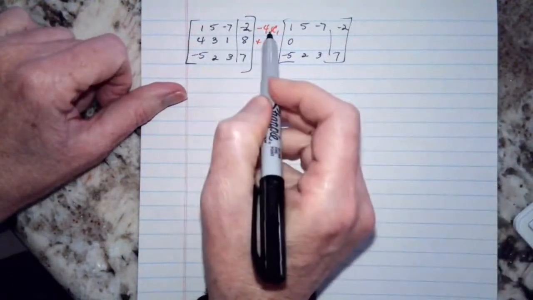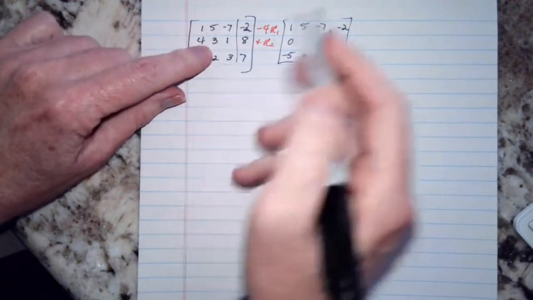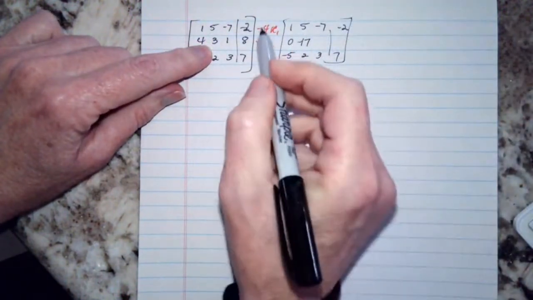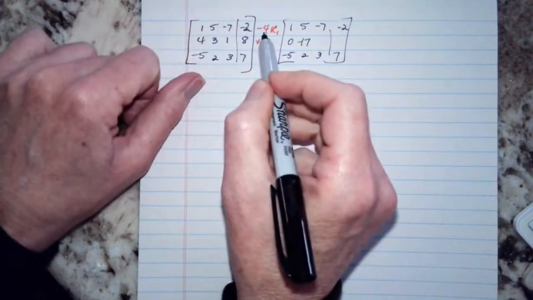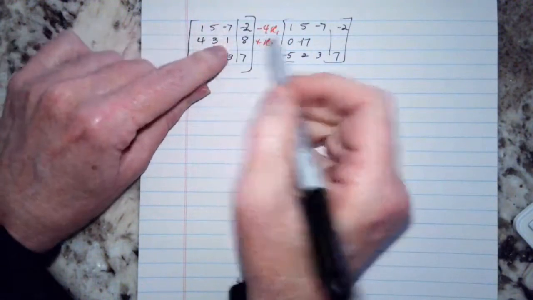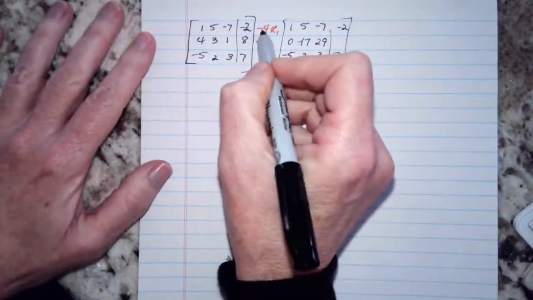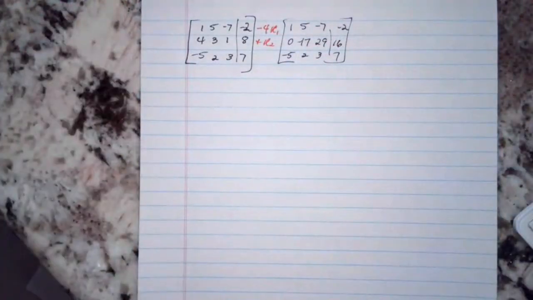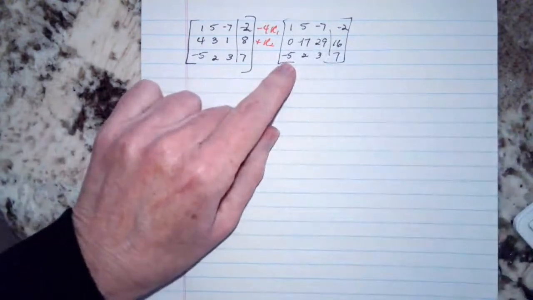Continue on doing that with row 1 and row 2. So -4 times 5 is -20 plus 3 is -17. -4 times -7, continuing on multiplying the top row times -4, gives me 28 plus 1. And then -2 times -4 is 8. 8 plus 8 is 16. Okay. So we got a 1. We got a 0. Keep going.